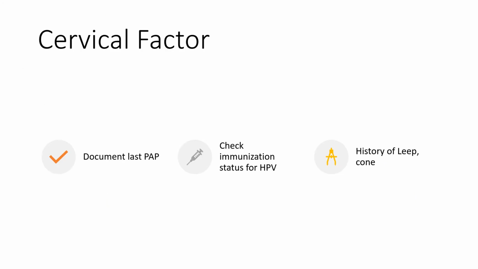Cervical factor. It's important to document the last PAP for obvious reasons. Check immunization status for HPV for both partners and complete it if needed. And get a history of LEEP or cone. And since I'm here, I would recommend you also get a rubella test. And if the patient is not immune to rubella, this is a good time to give her the shot.